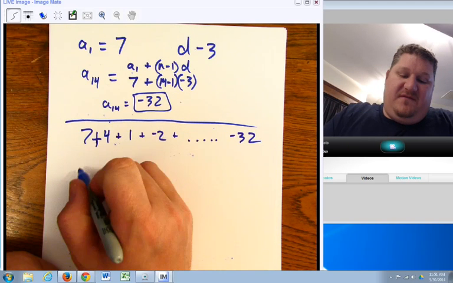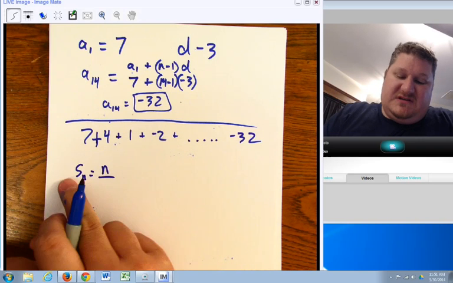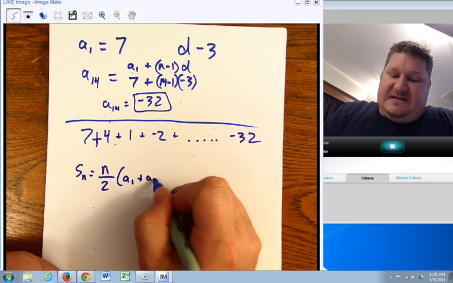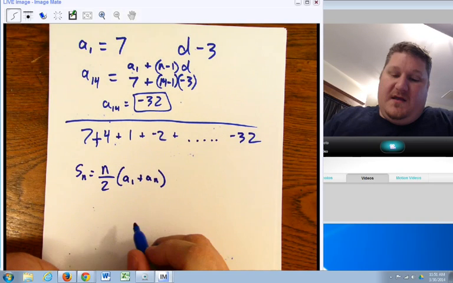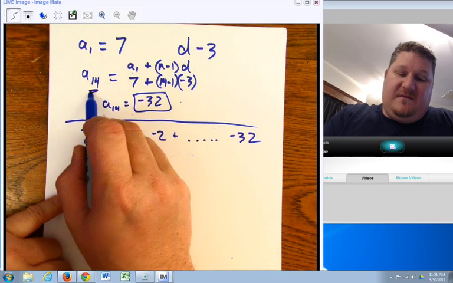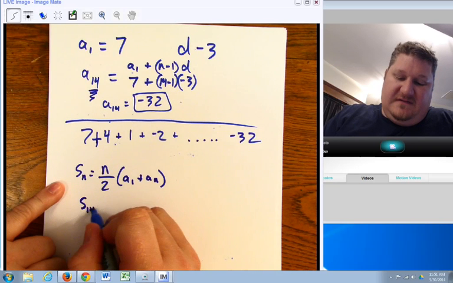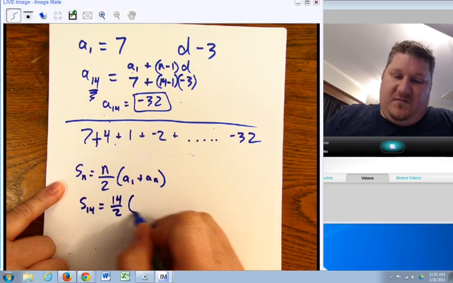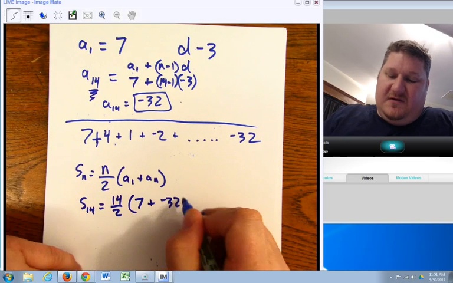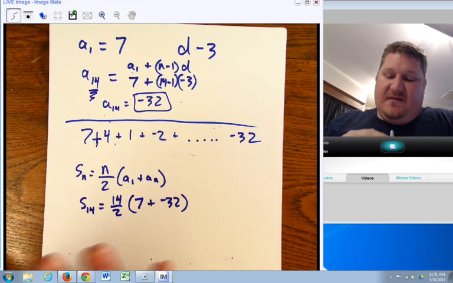The formula for adding them all up together is as follows. S sub n, which is the sum of n terms, is n over 2 times a sub 1 plus a sub n. That's a fairly easy thing to do in this case because I have the 14th term, so S sub 14 equals 14 over 2, parenthesis, the first term was 7, the last term was negative 32. Put all that together, and I should have the sum of the whole nine yards.